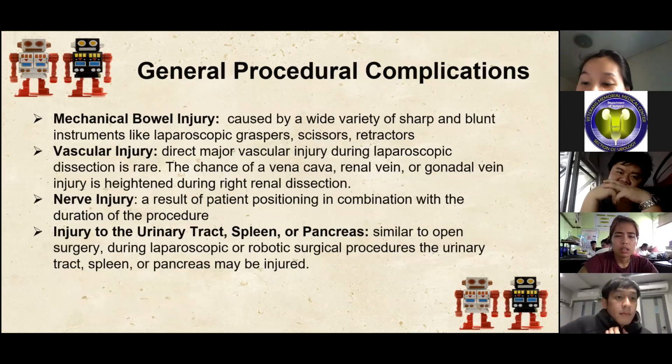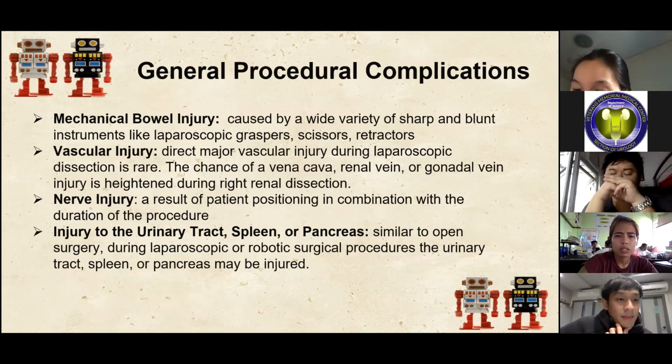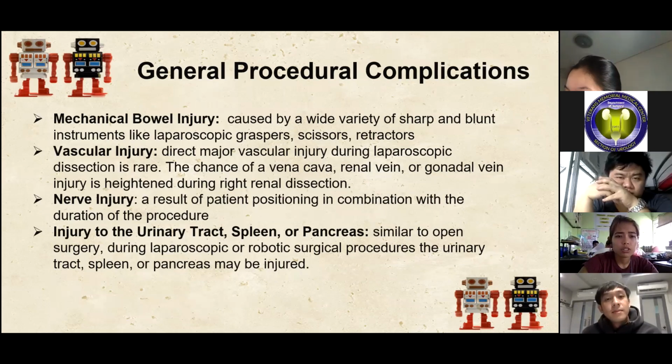Also, we could have mechanical bowel injury, vascular injury, wherein direct major vascular injury is rare. Next, we could also have nerve injury, which is a result of patient positioning in combination with duration of the procedure, and injury to the urinary tract, pancreas. With open surgery during laparoscopic or robotic surgical procedures, the urinary tract, spleen, or pancreas may also be injured.